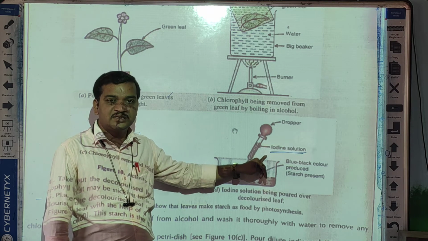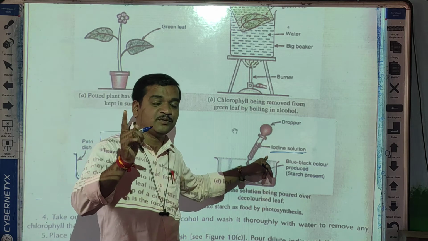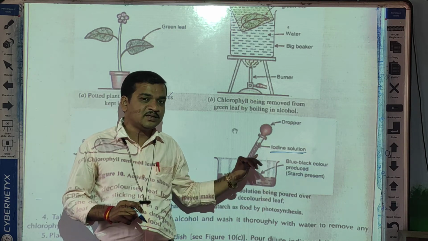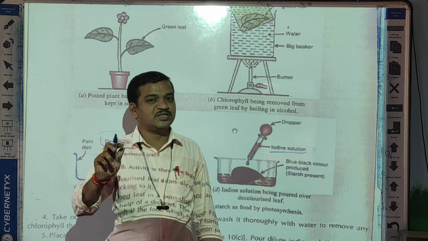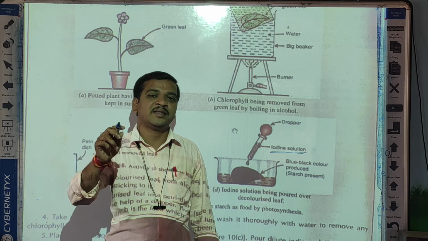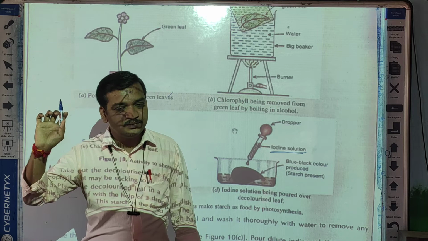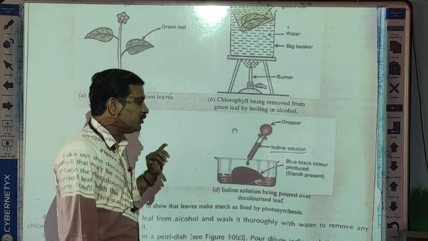Because we can check the presence of starch. Do you know the taste of starch? Same here, we can check the presence of starch with the help of iodine. If the iodine solution changes its color into blue black, then the given food item or sample contains starch. Yes or no, students? So the same thing we are going to check now.